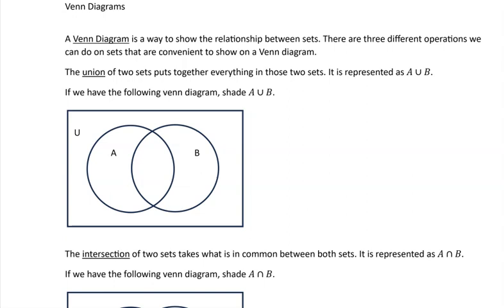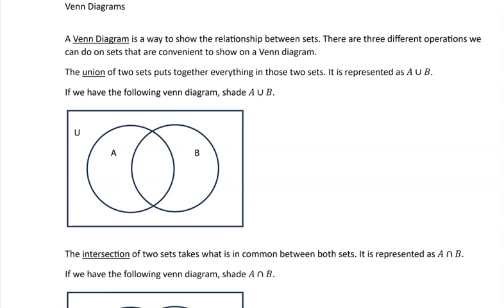Hi everyone, so in this video we're going to be talking about Venn diagrams. A Venn diagram is an easy way to show relationships between sets. There are three different operations that we can do with sets that are convenient to show on a Venn diagram. We're going to go through these three operations, then show you exactly what we're going to do with this. First off, we're going to talk about union.